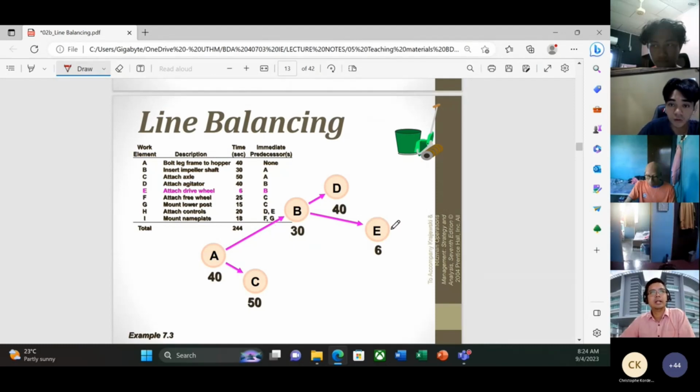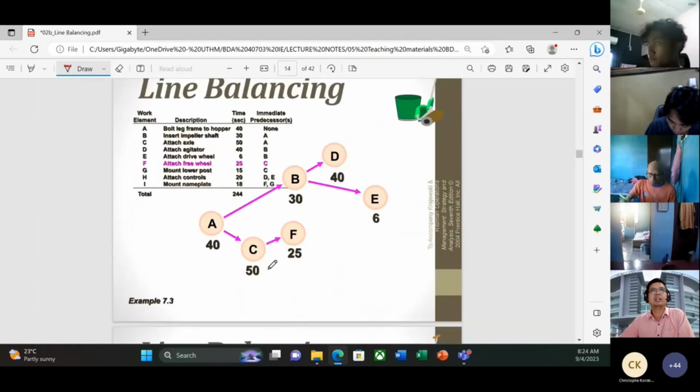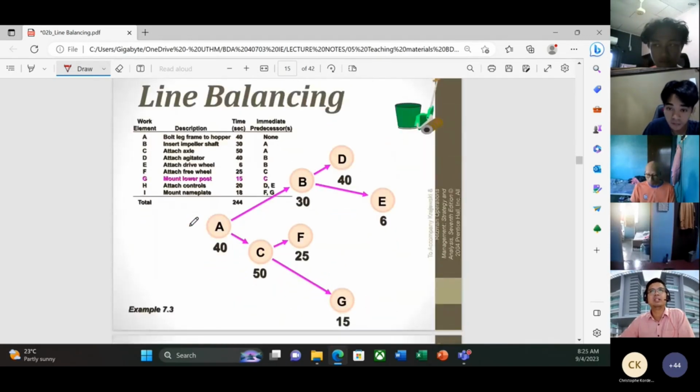Okay. And we look at F. Attach the free wheel, 25. Look at the immediate predecessor. C. Which one is C? Below here. So we draw like this for F. And for G, mount lower post, 50 seconds required. The immediate predecessor is also C. So which one? C, also here.